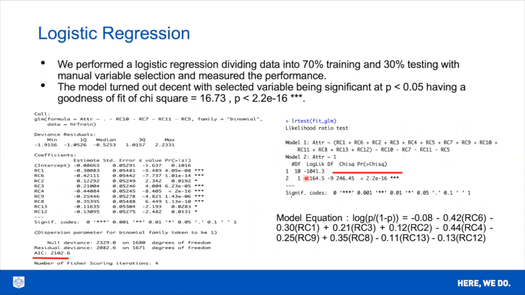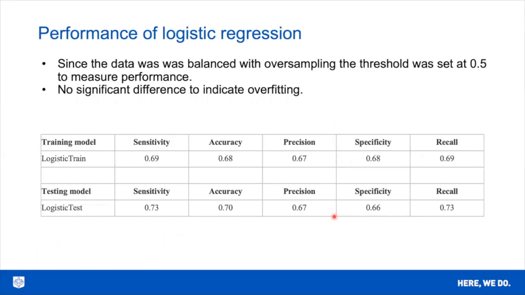We went ahead with, for our regression technique, we divided the data into 70% and 30%, training and testing, and performed the logistic regression, where we see the AIC is 2102.6, having a goodness of fit at a significant level. This is the model equation which we inferred. This is the performance of the logistic regression, where we can see the sensitivity is 69% for logistic training and 73% for testing. We concentrated more on the testing sensitivity because we wanted to capture more of the true positives, because of which we put the threshold at 0.5, as we had balanced data.